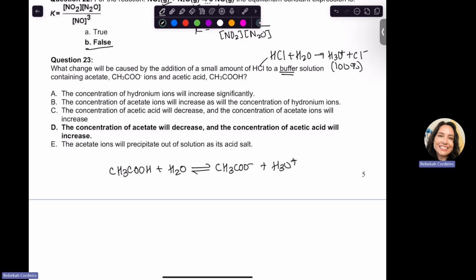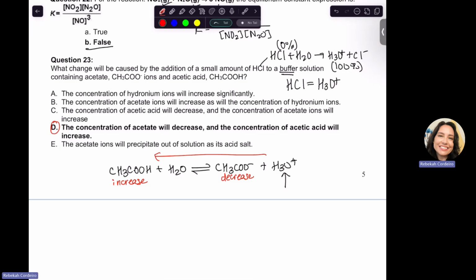100% breaks into this. 0% of HCl is left. That's because it's a strong acid. So HCl is really like saying we're adding hydronium. If we add hydronium, we're going to shift to the left. If we shift to the left, this is going to decrease. This will increase. And so we pick option D.